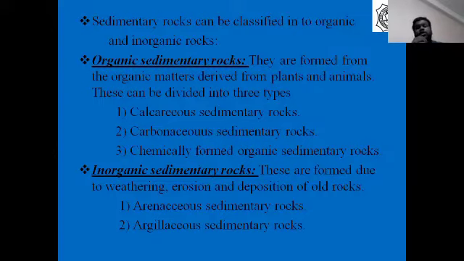Next, argillaceous sedimentary rock. This word argillaceous has been derived from a Latin word argil, which means clay. Obviously, clay is the main element of these rocks.